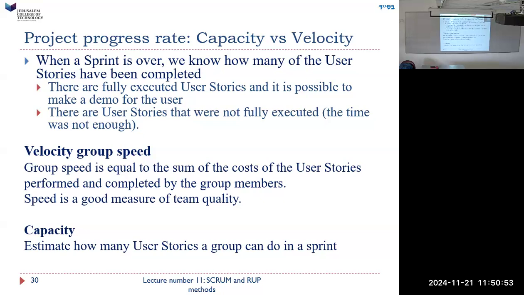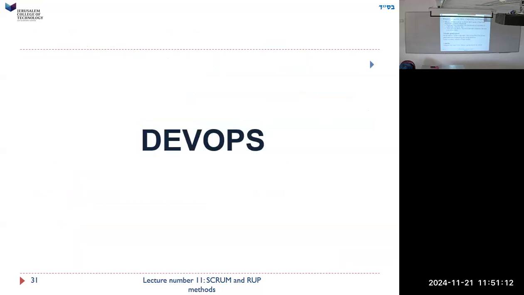Of course, I would be very hesitant to compare the velocity of one group to another, because one group may assess the story points differently from another group. I may say this is 10 story points, and another group may say it's only 5. So then it looks like my velocity is better. All right, that's the end of that topic.